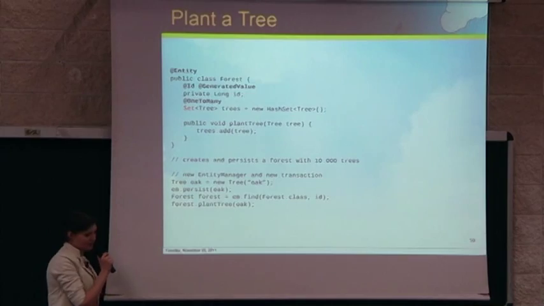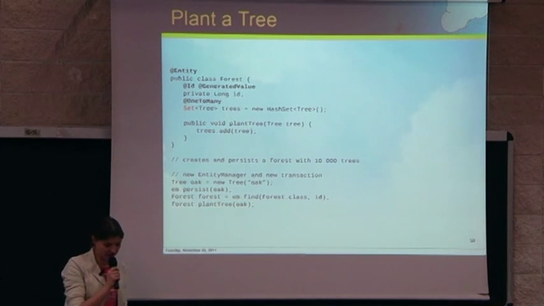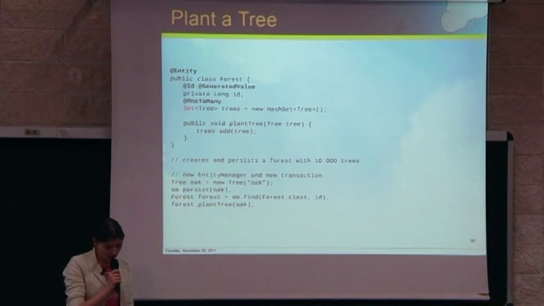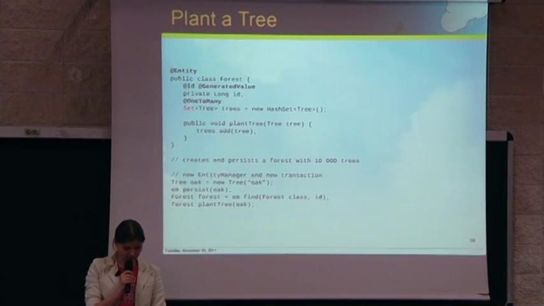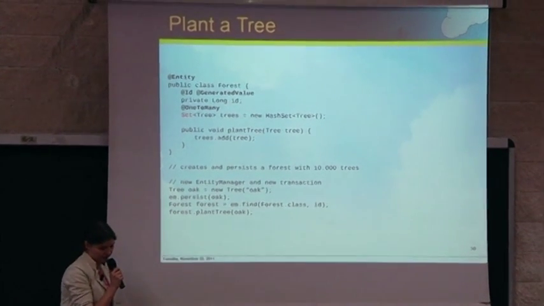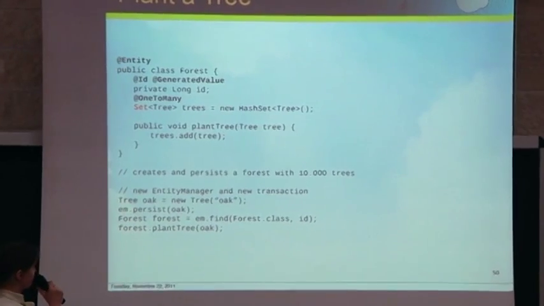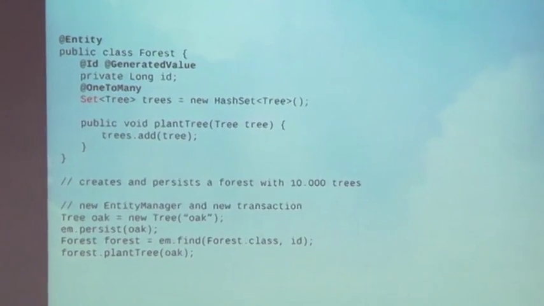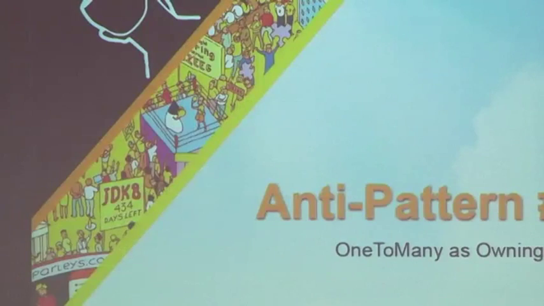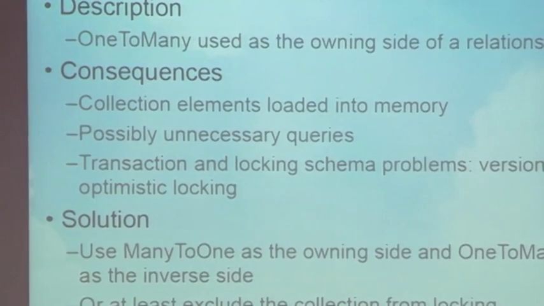Okay, so we've learned that set is the most efficient when it comes to addition or removal of an element from the collection. So what's the problem here? What do you think when we change this to set and we want to add a new tree? Actually, there are two main problems.